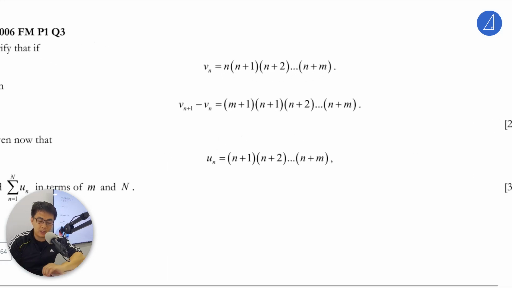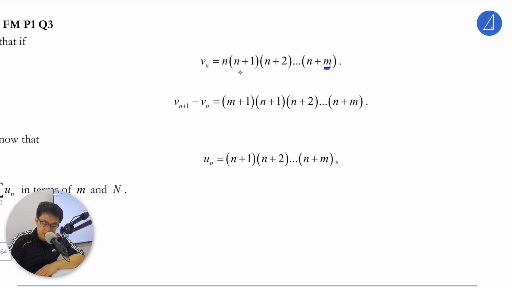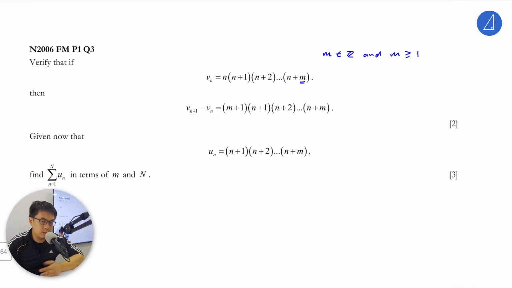I think this question implies that m, because this is n plus 1, n plus 2 to n plus m. So essentially m is an integer value, and m has to be bigger than or equal to 1 also. I think it's implied, but essentially Vn is n plus 1, n plus 2 to n plus m.